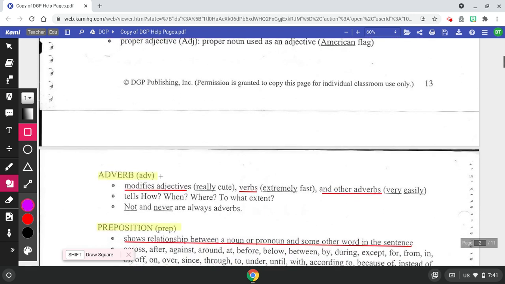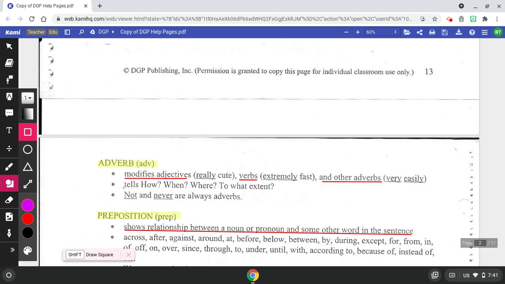Okay, here's another one. Look right here. Not and never are always adverbs. Okay? So anytime you see not or never in your sentence, you'll never get it wrong.